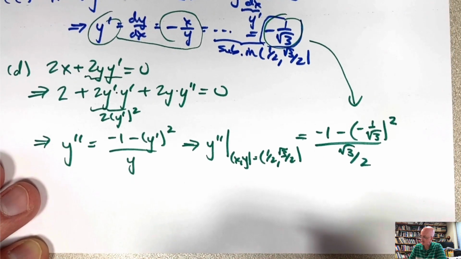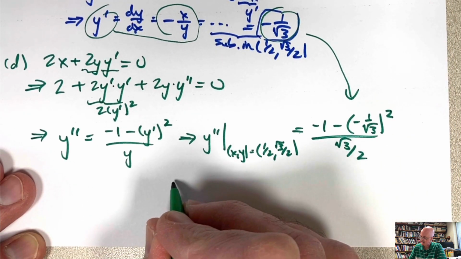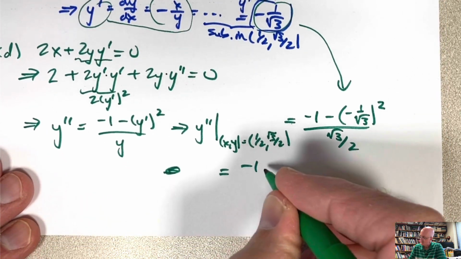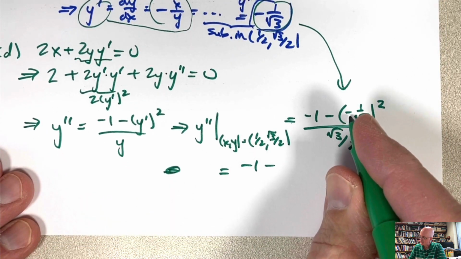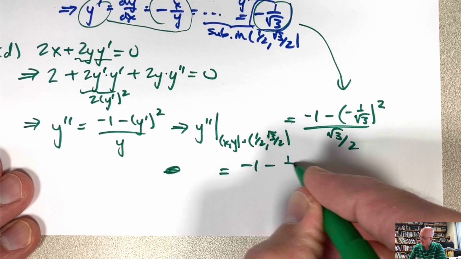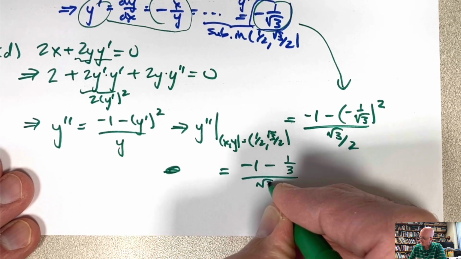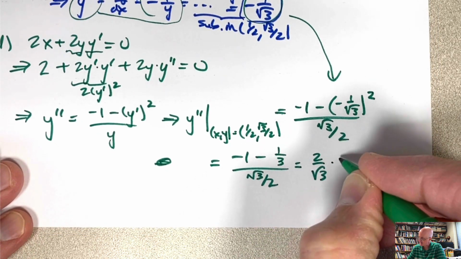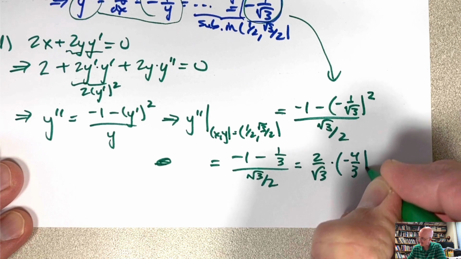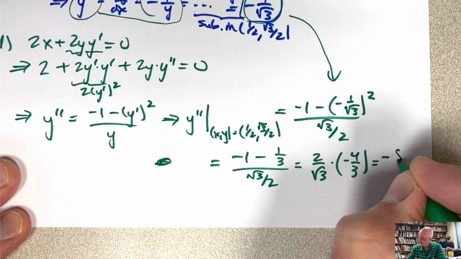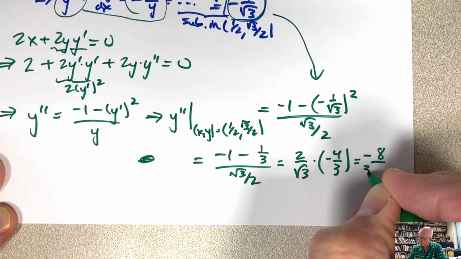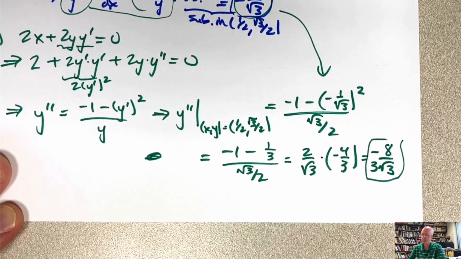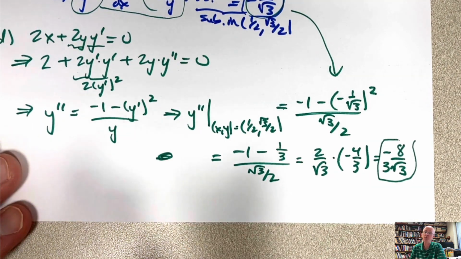So it's kind of a nasty looking fraction, but it's technically doable here. We can simplify a little bit. If we square this thing, the negative sign there goes away, but there's a negative sign there, so we'll get 1/3 over square root of 3 over 2, which becomes 2 over square root of 3 times negative 4/3, and that's negative 8 over 3 root 3. That is the correct exact answer for y double prime. You could also approximate what it is. I won't bother doing that.